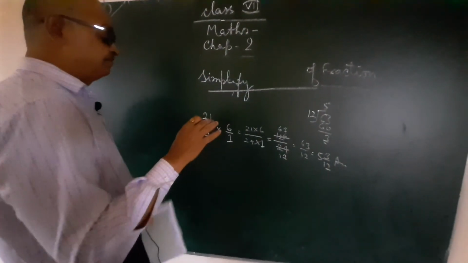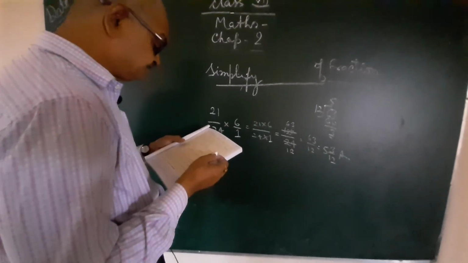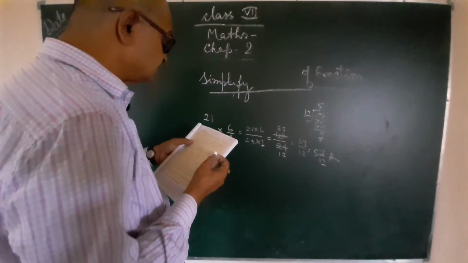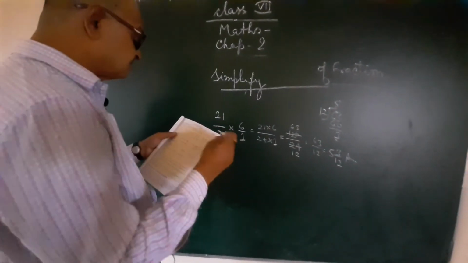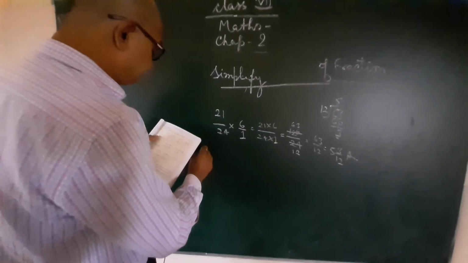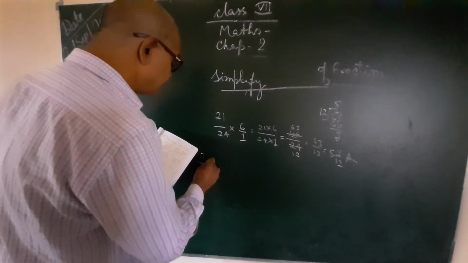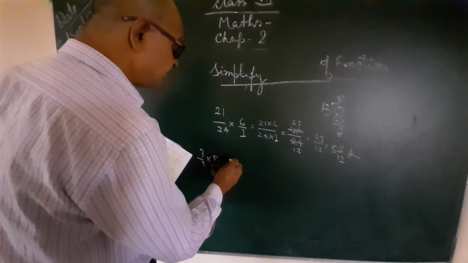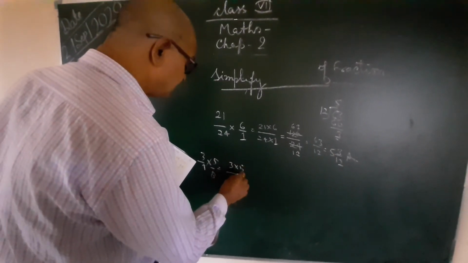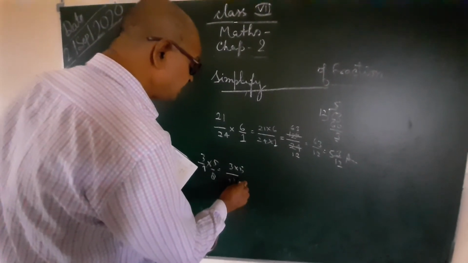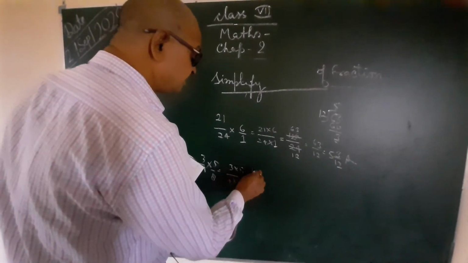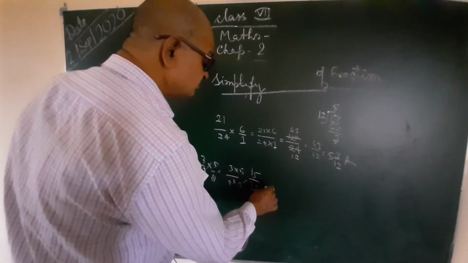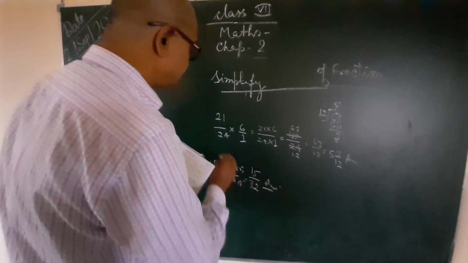This is multiply. When we multiply other numbers also, like 3 by 4 into 5 by 8, means 3 into 5 upon 4 into 8. 3 fives are 15 upon 4 eights are 32. This is the answer of this question. Both are multiply.